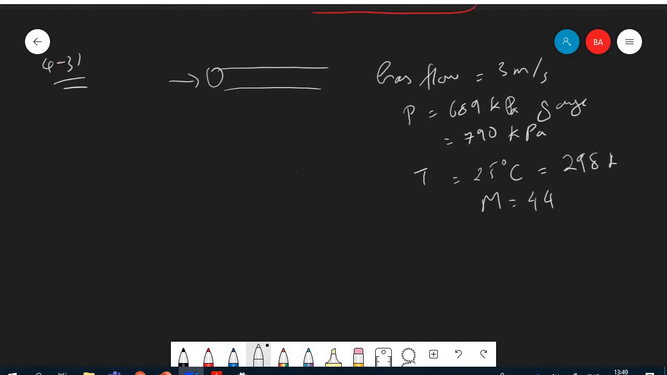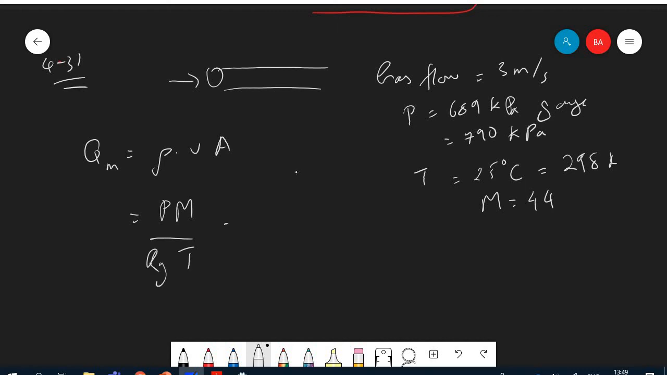So all I need to do is just to say, well, Qm is equal to rho into U into A, right? That is the equation that I have. And from the ideal gas law, you can know that rho is Pm over RT, okay?